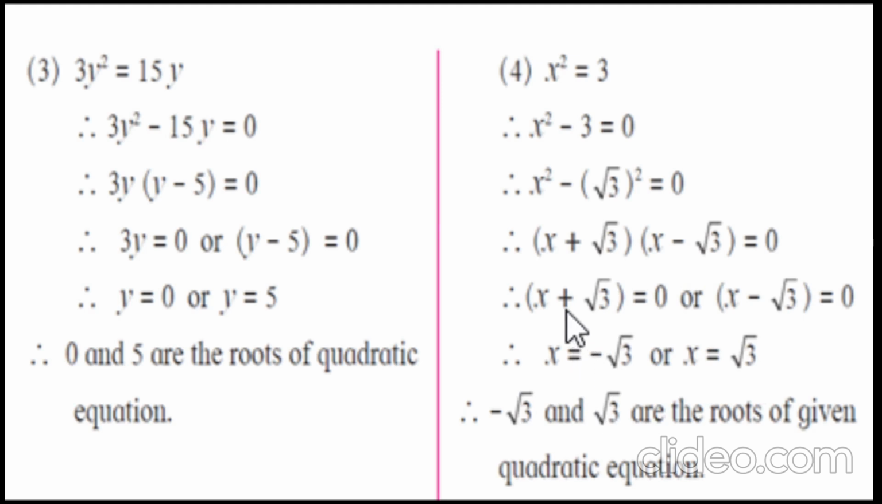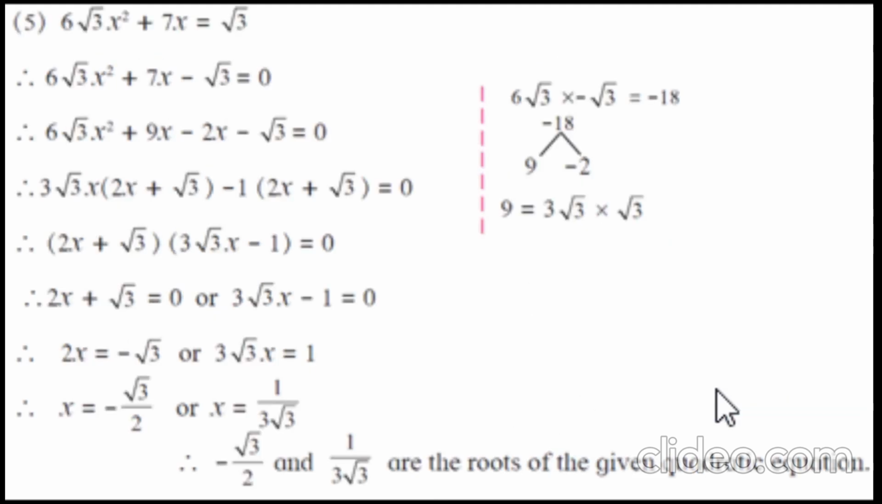Sign changes. This positive becomes negative, and here negative becomes positive. So minus root 3 and root 3 are the roots of the given quadratic equation. Okay, last question.